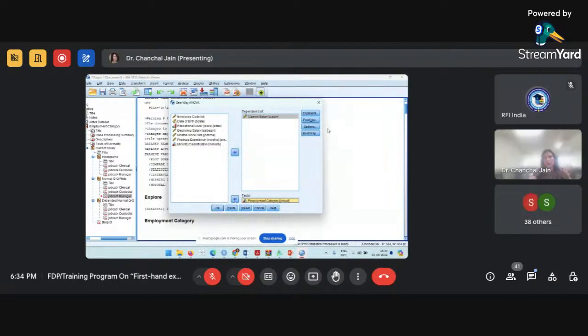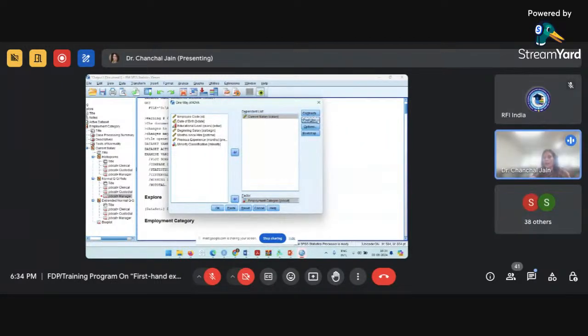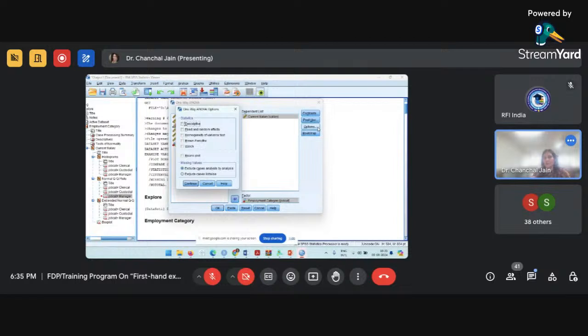Contrast and post hoc. Post hoc will tell you whether equal variance is assumed or equal variance is not assumed. Here we do not yet know whether the variance is equal or not, so that is why we are not going for the post hoc right now. I am not selecting anything here. Directly I ask you to come to the Options button. Here select descriptive and select homogeneity of variance test. Is it okay? Yes, ma'am.